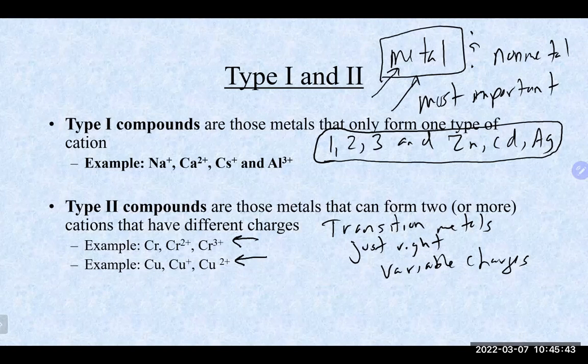So the differences in how we name these two guys are very simple, except that because type 2 basically has a variable charge, we do have to let people know what the charge of the metal is. And we have to do an extra step there when we go about naming them. So let's take a look at each of these a little bit closer.